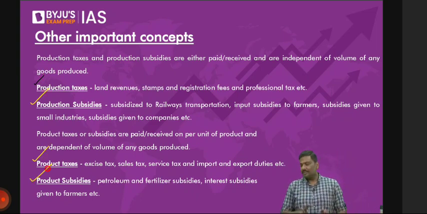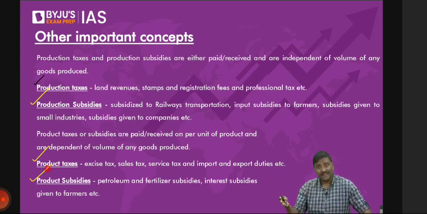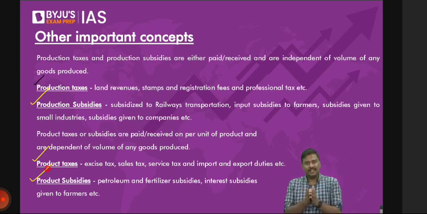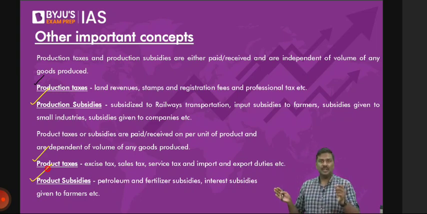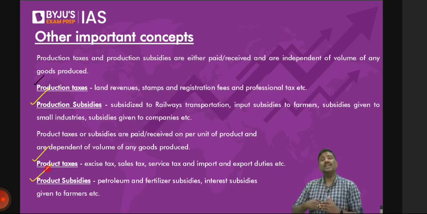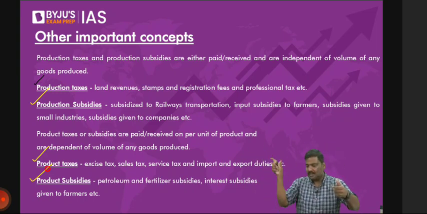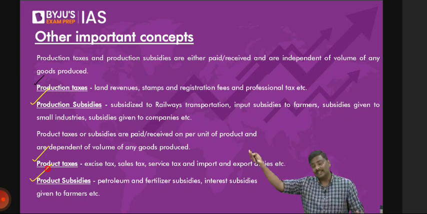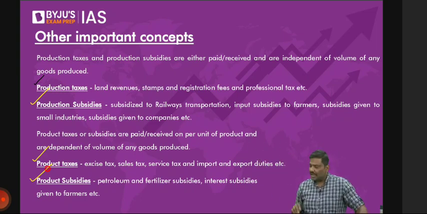But the argument is very simple here. Rather than simply by hearting, and I know many of you simply try to by heart, what we have done is divide taxes and subsidies into two types. One, which is connected to quantity, the volume of production, and second, which is independent of volume of production. Whenever it is connected, we call them product taxes and product subsidies. When it is independent, they are production taxes and production subsidies. Done? Can I go to the next one?